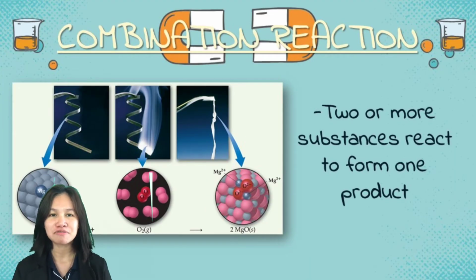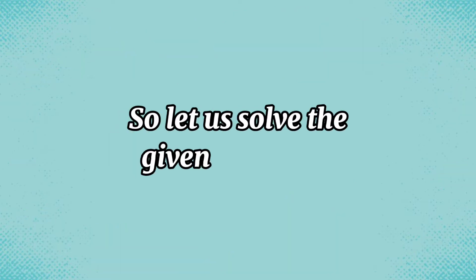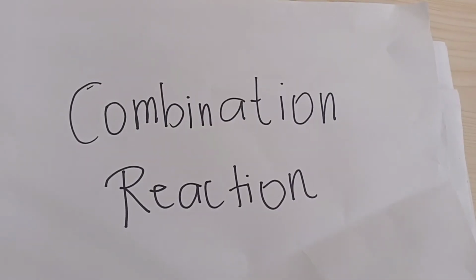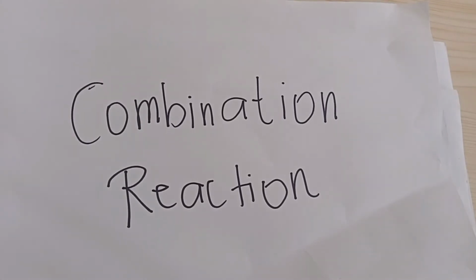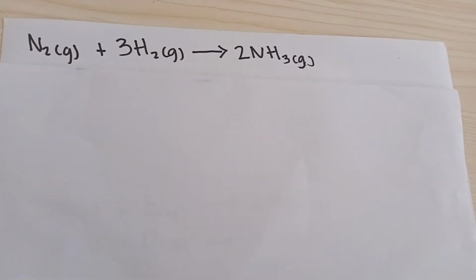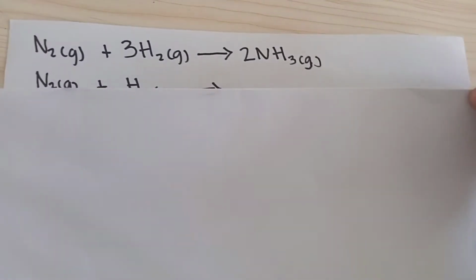Combination reaction. Two or more substances react to form one product. Solving combination reaction. Combination reaction involves combining 2 or more substances to produce one substance. For example, here is N2 gas reacting with 3H2 gas to produce 2NH3 gas. In this equation, we already predicted and balanced the equation. But let me show you how to predict and balance this equation.